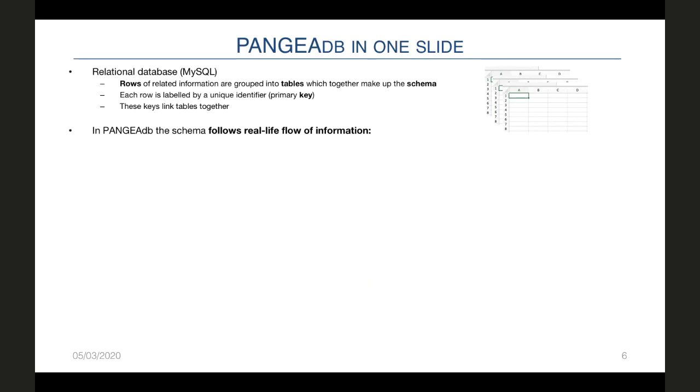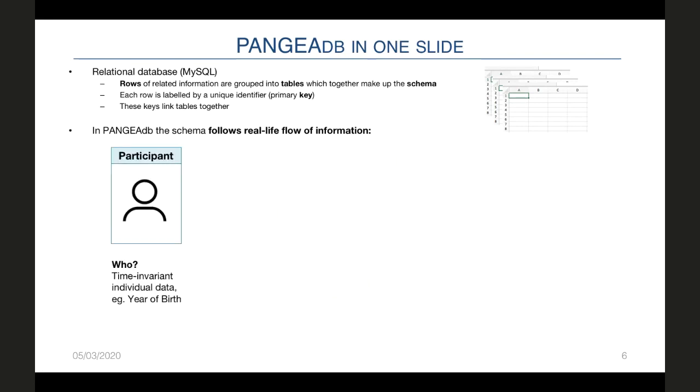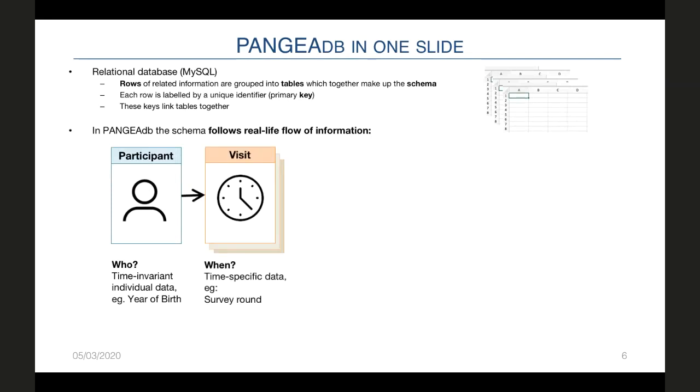In PANGEA, what we are trying to do with the schema, and this is the overarching principle of the whole thing, is follow the real life flow of information. So how information is created, with participant data first. So who is a question you would ask yourself, and then you would find some time invariant individual data. In this case, it'll be anonymized, so it won't be their NHS number, but it will be some identifier, some year of birth potentially, some other information that doesn't depend on time.